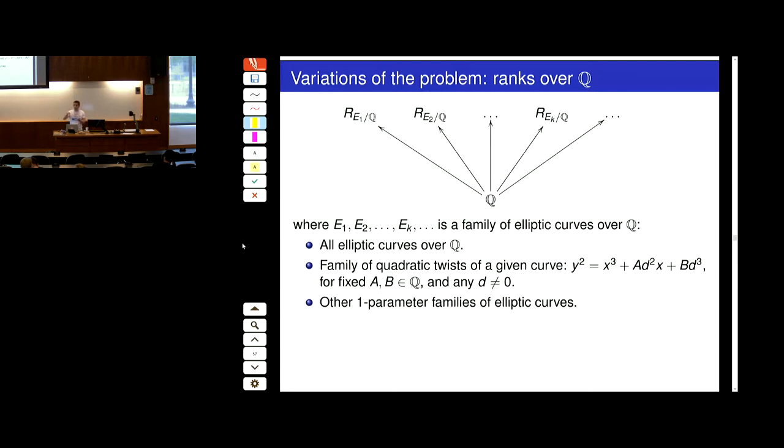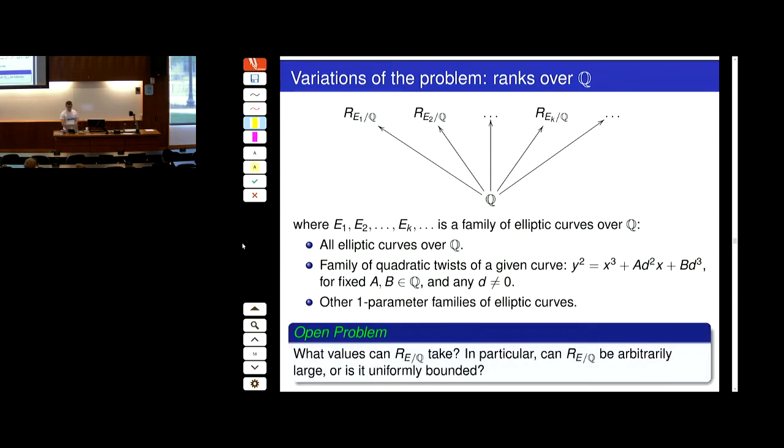They're not isomorphic over Q. They become isomorphic over a quadratic extension. But that family over Q has different ranks. What are the ranks like when you go through a family like that? Nobody knows. Okay. So that's the open problem. What values can the rank take? And can the rank be arbitrarily large, or is it uniformly bounded over Q?